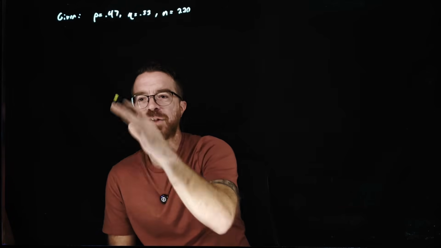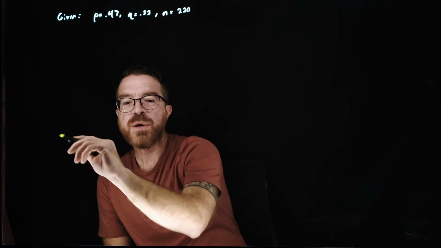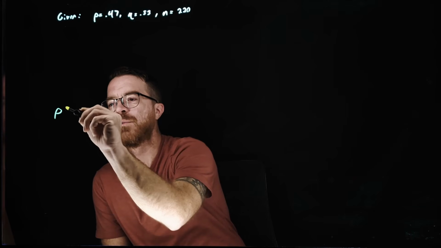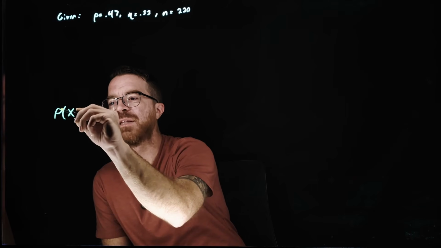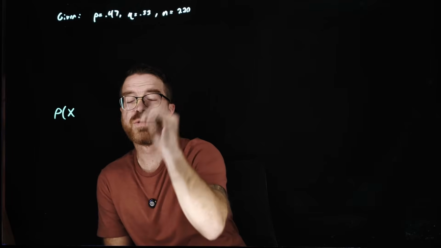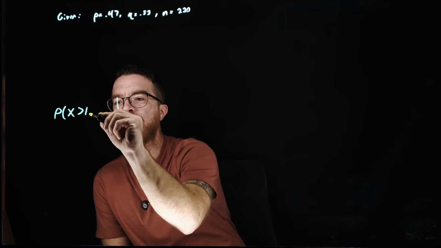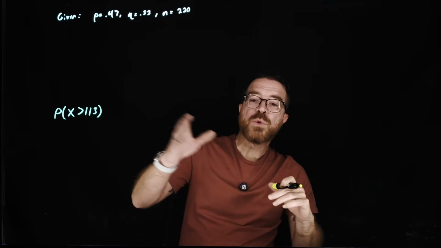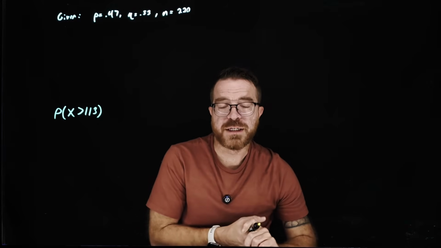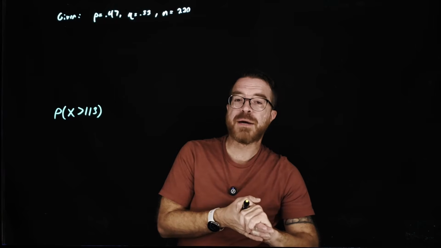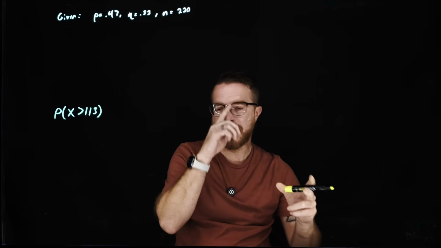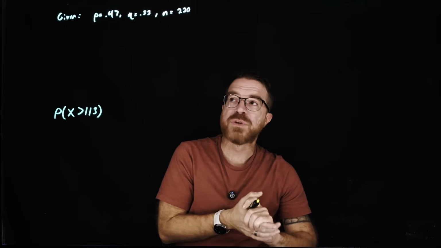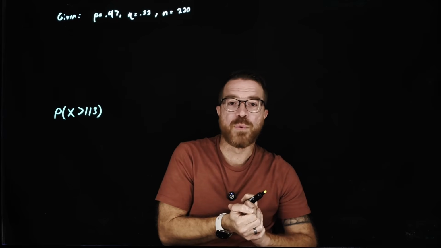And then I'm going to jump down a little bit for this part. We want to know the probability that more than 113 would say yes, if I were to go ask these 220 people. So this is going to be a binomial probability distribution problem, because if we think about it, there are two possibilities: they either say yes or they say no. They say yes with a probability of 0.47. They say no with a probability of 0.53.